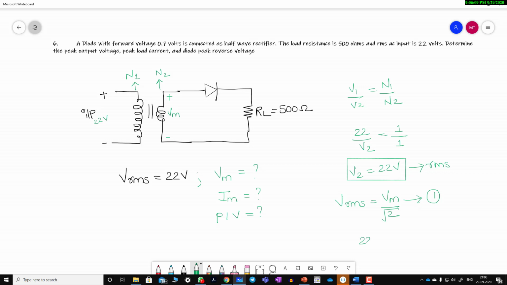So this becomes 22 into root 2, which is Vm. If I solve this, 22 into root 2, we get the answer as 31.11. So this is nothing but Vm. I got the answer for Vm, which is 31.11. Next I need to find the value for Im.